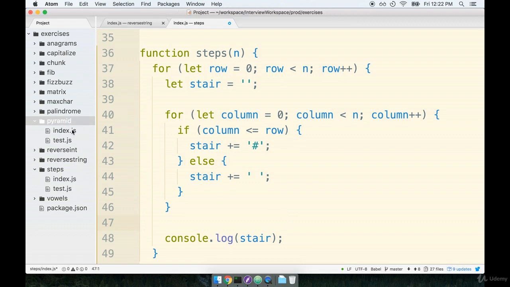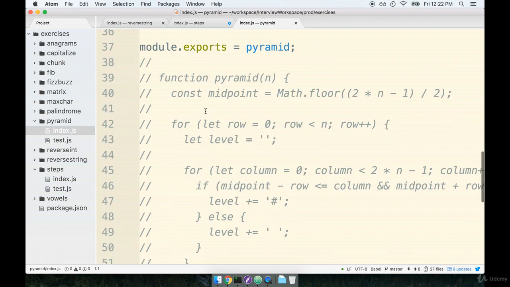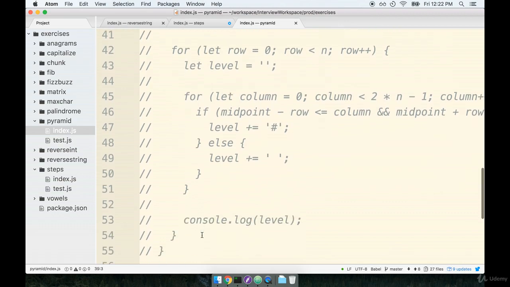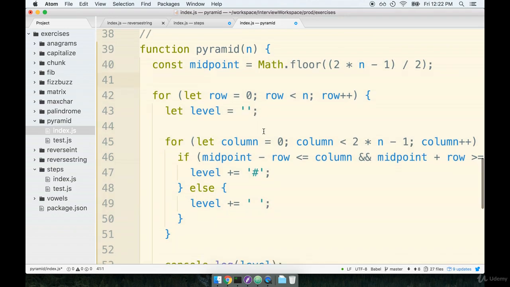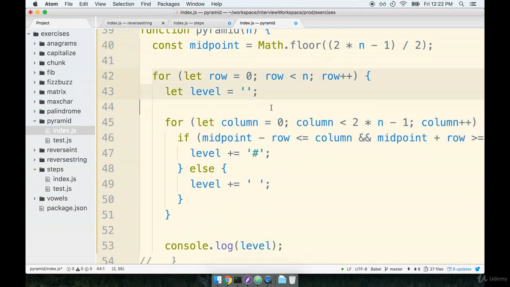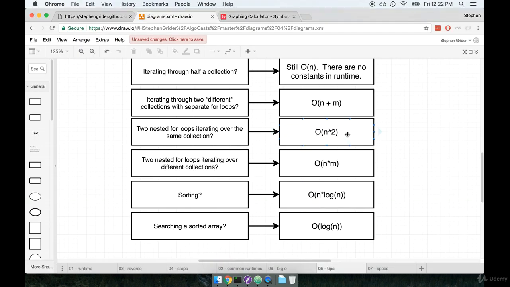Another great example of this was the pyramid algorithm that we put together. So here's pyramid. Here's the iterative solution right here, and we very clearly had one for loop where we iterated from 0 to some target number, and then inside of that we had another for loop that iterated from 0 to some upper bound up here. So anytime you see these nested for loops, huge red flag, extremely likely that you might have n-squared runtime.